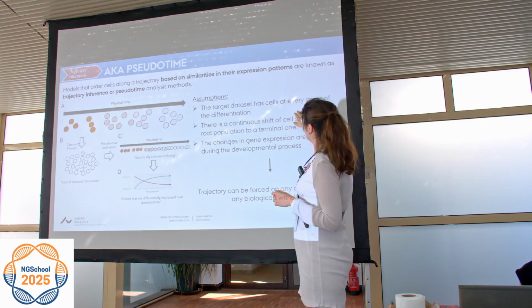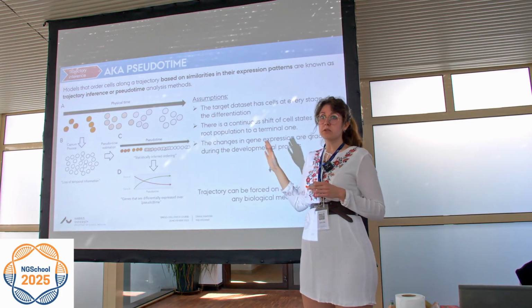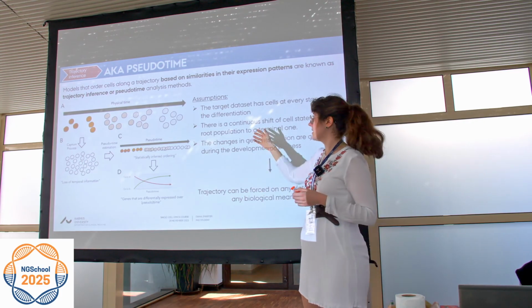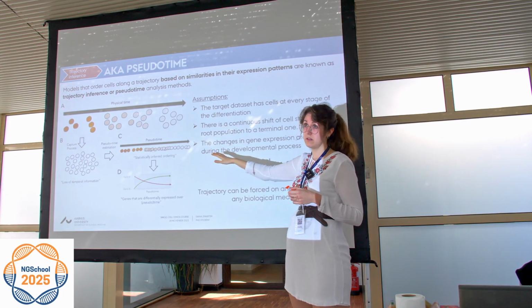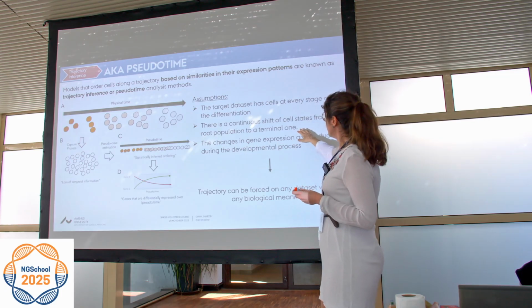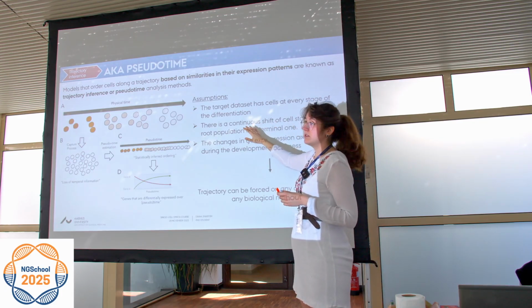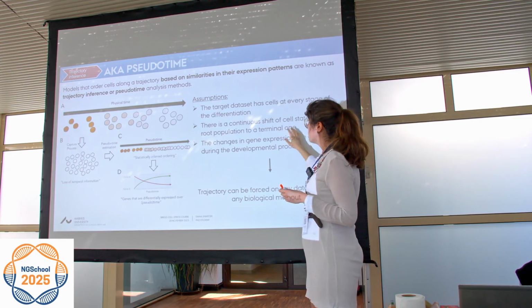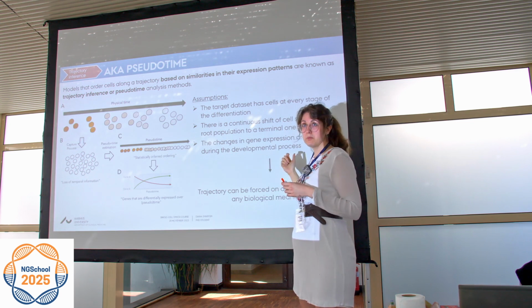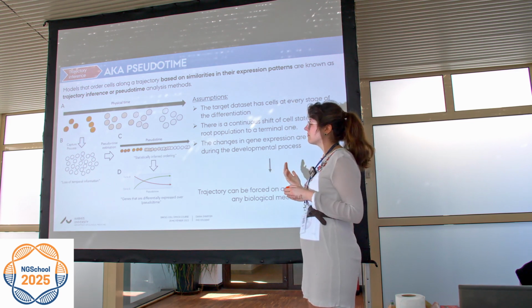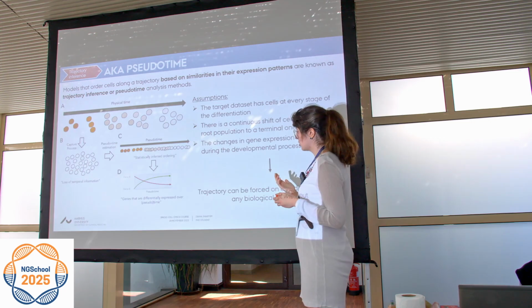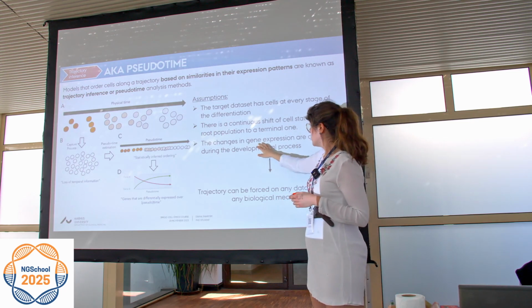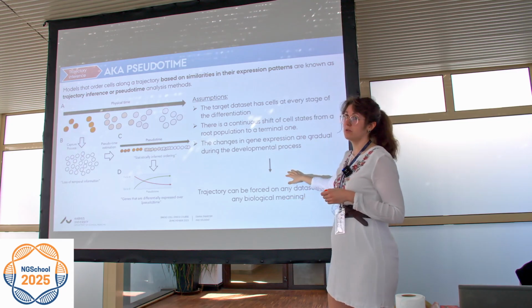Basically, you have to fulfill the requirement by yourself that each stage of the process is present in your data. It can't infer any stage. Then you have to be sure that it's a continuous shift in the expression profile in cell states, from a root population that you should know to an end population that it's desired that you know, and the changes in gene expression are steady and gradual.